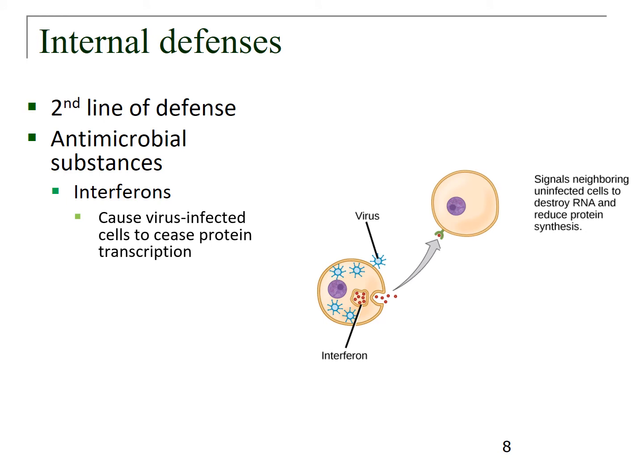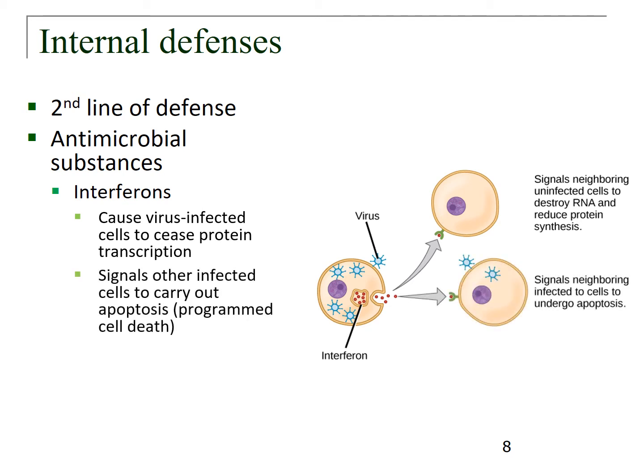When they're released by an infected cell, first of all, they're going to cause the cell itself to cease its own protein transcription. So protein transcription will totally shut down in the infected cell. And if protein transcription is shutting down, then that particular cell won't be reproducing the virus that has infected it. It won't be producing that virus within it. Now, it'll also signal neighboring uninfected cells to destroy a lot of the mRNA that's present in their cytoplasm and to reduce their own protein synthesis to try to make sure that they don't start producing viruses themselves.